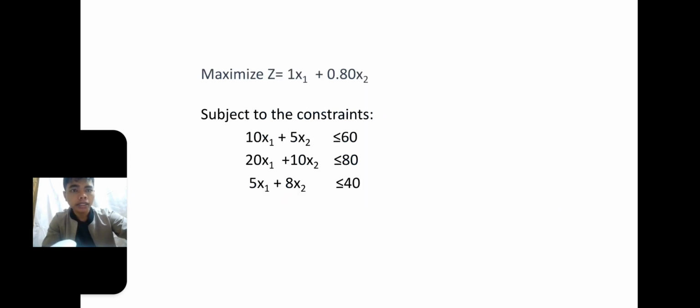Let's maximize z equals 1 x sub 1 plus 0.80 x sub 2, subject to the constraints 10 x sub 1 plus 5 x sub 2 less than or equal to 60, and 20 x sub 1 plus 10 x sub 2 less than or equal to 80, and 5 x sub 1 plus 8 x sub 2 less than or equal to 40.